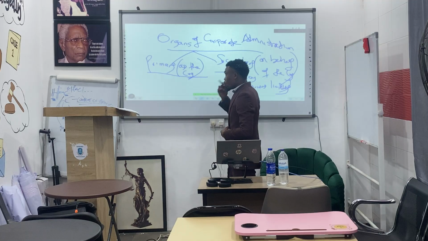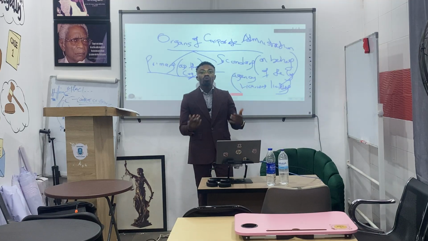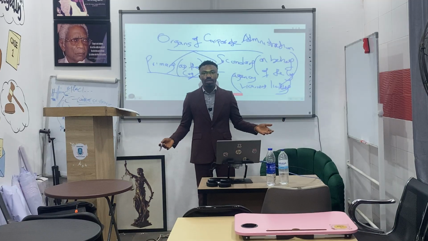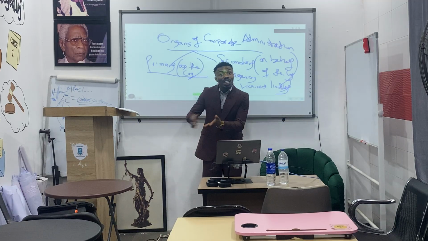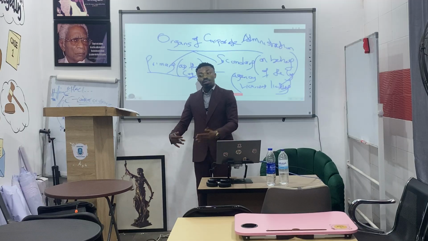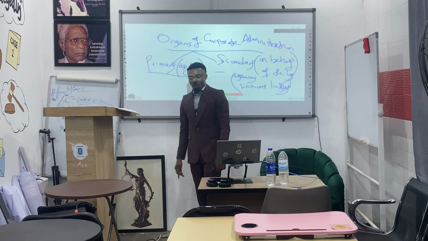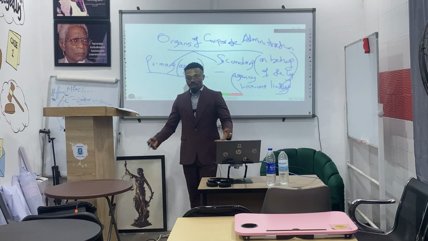All right. So that is that. So now the question to ask is, who are the primary organs? Because these primary organs are the company when they act in accordance with the law. So who are the primary organs? Who are those that act as the company?